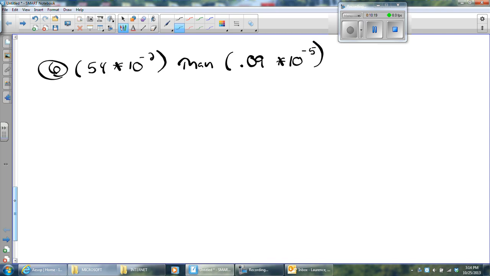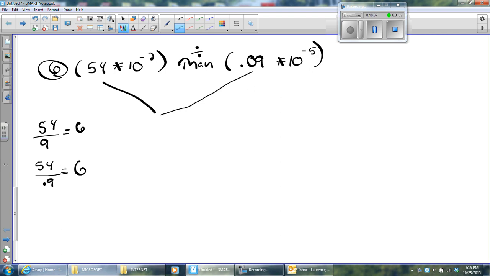Okay, here's one more to try. Now, this is division, right? So I'm going to do 54 divided by 0.09. Well, I know that 54 divided by 9 is 6. I also know that 54 divided by 0.9 would be 60, right? What did I do? I divided by 10 here, so I had to multiply by 10 there, right? It's inverse because one's the numerator, one's the denominator. So then when I do this, 0.09, I'm going to have to get 600. So this part here is going to be 600.